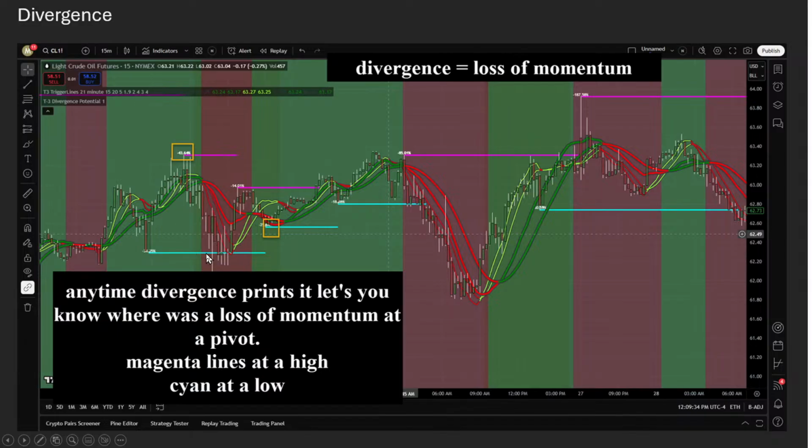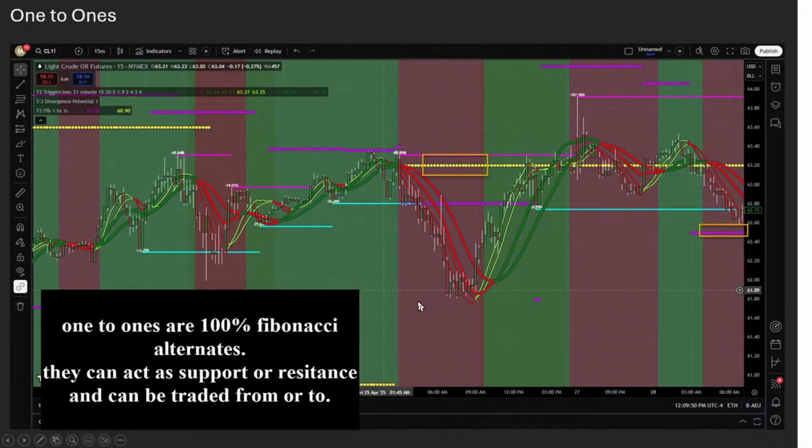And if the market returns back to a divergence low, sometimes that divergence low can stop it cold. If it returns back to a divergence high, it can do the same thing. But it creates an awareness of where the market has turned and that there was a loss of momentum. So every time you see divergence, I want you to think loss of momentum.